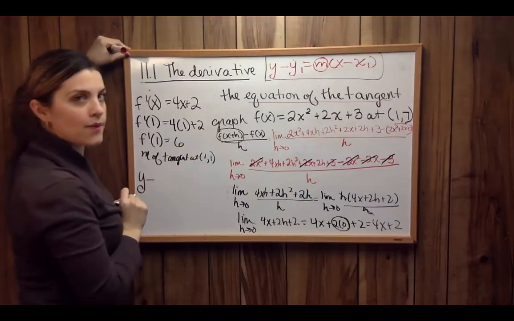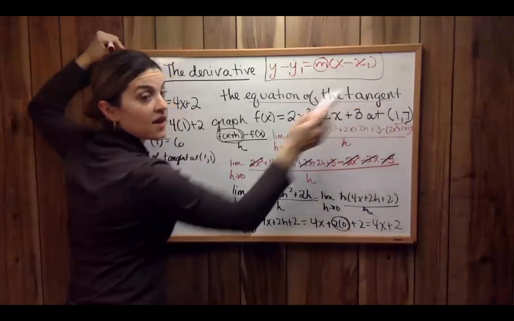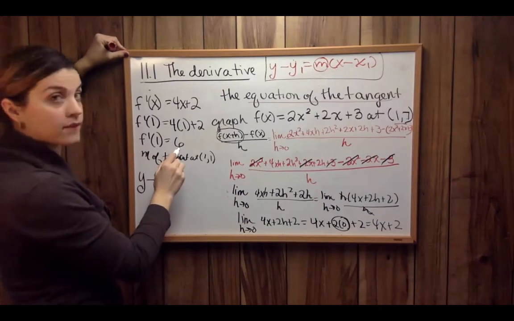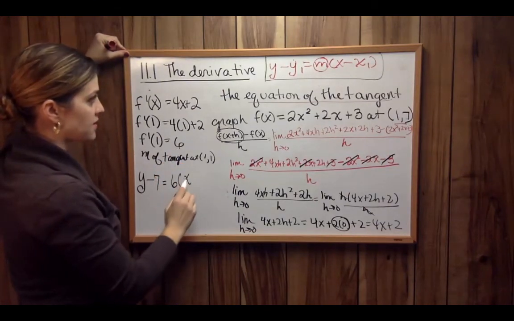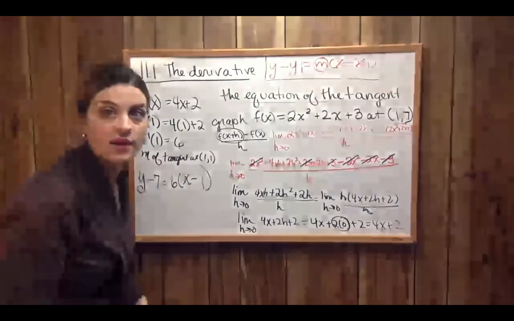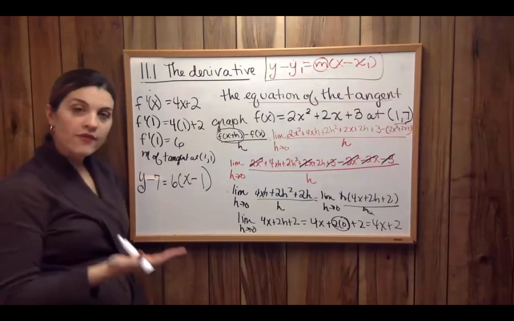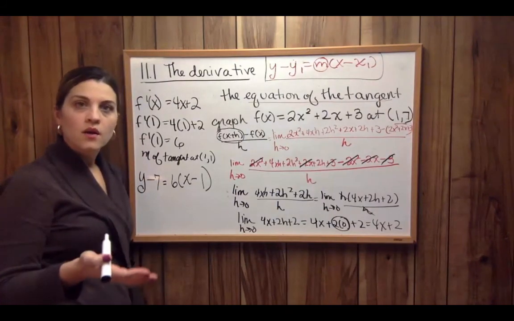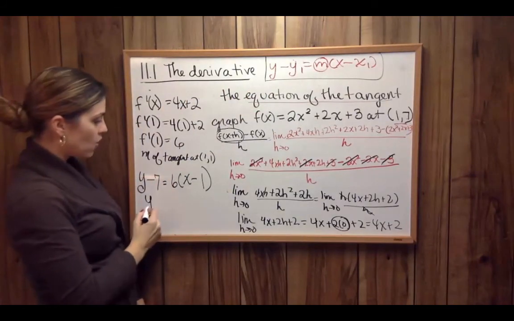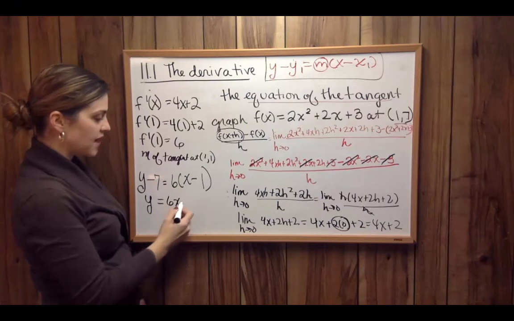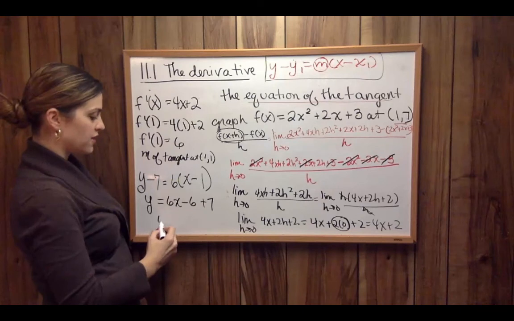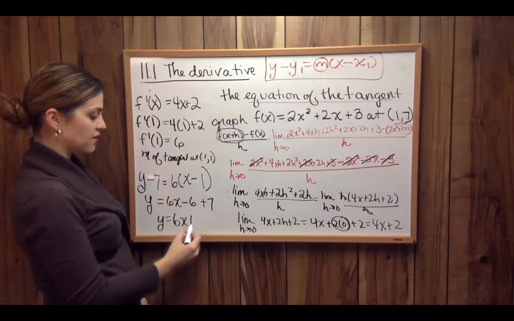Y minus y1. What's y1? 7. Equals, what's m? 6. X minus, what's x1? 1. You can leave your answer like that, and it's correct. Or, if you want to write it in slope-intercept form, let's say you just want to go right into slope-intercept form, your answer should be y is equal to 6x minus 6. I distribute the 6. I add the 7, which means my final answer is 6x plus 1.